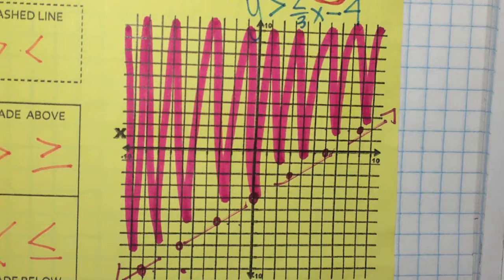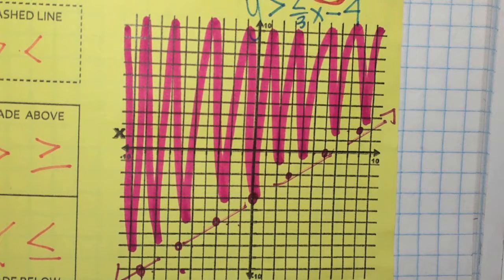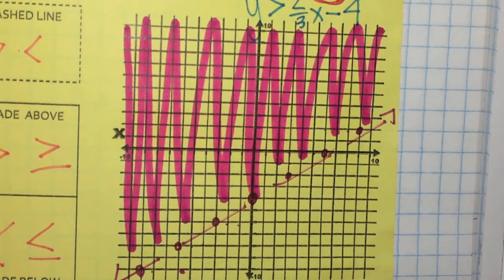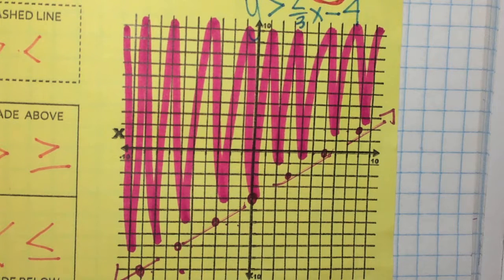So you get a marker and you only shade above the line. Only shade above the line.